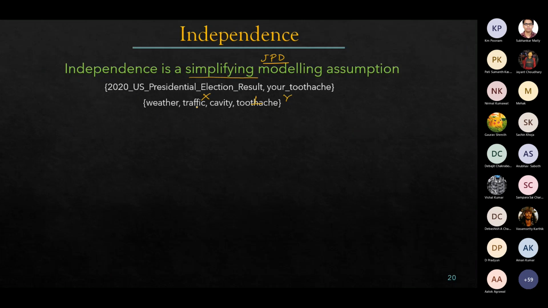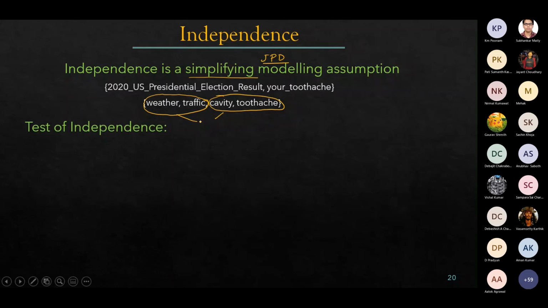Now, let us play with another set. We have got four variables: weather, traffic, cavity, and toothache. So we can safely assume that weather and traffic are dependent on each other. Cavity and toothache, they may be dependent on each other, but these two sets may be independent of each other. But again, they are kind of simplifying assumptions. It may so happen that if you have rainy season, you might be having toothache, something like that. Right.